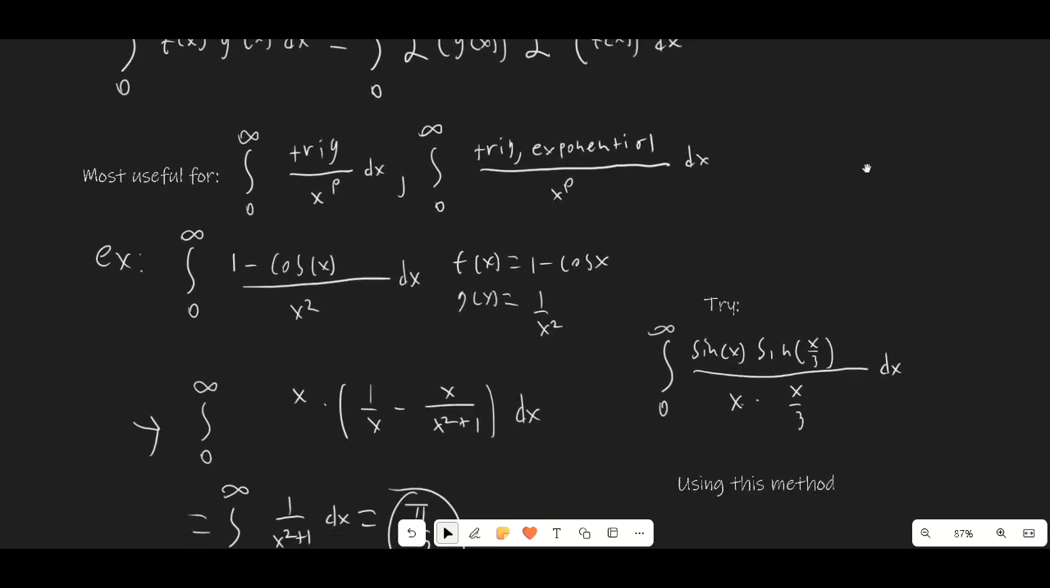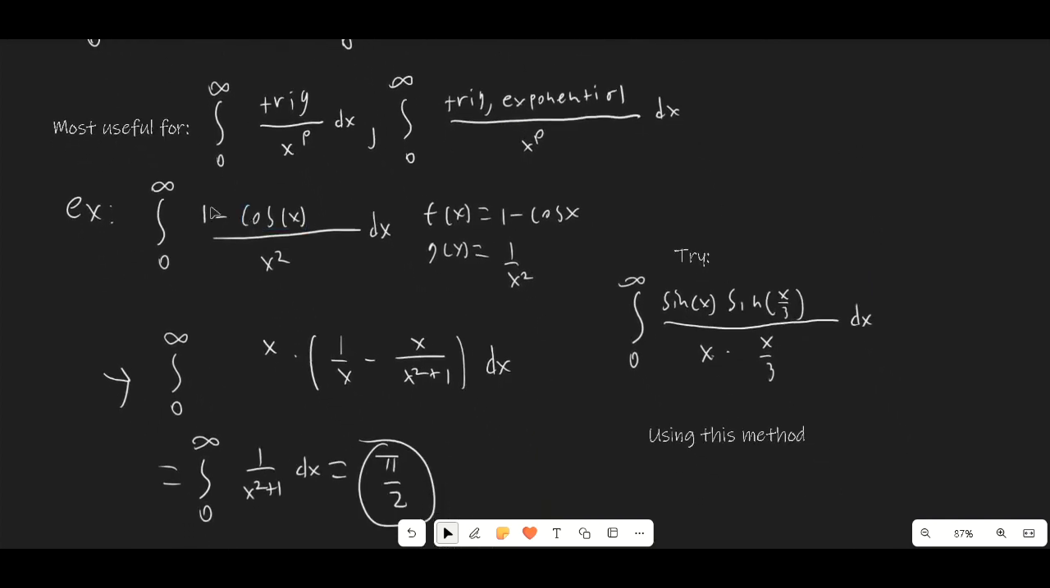So I have an example right here with some trig. Usually to solve this, we would use Feynman's trick and combine it with some trig identities. But in this case, we're going to say our f of x is 1 minus cosine of x, and our g of x is 1 over x squared. Now, when we take the Laplace transform, usually we change the variable name as well. In this case, we're just going to keep the variable name as x throughout.